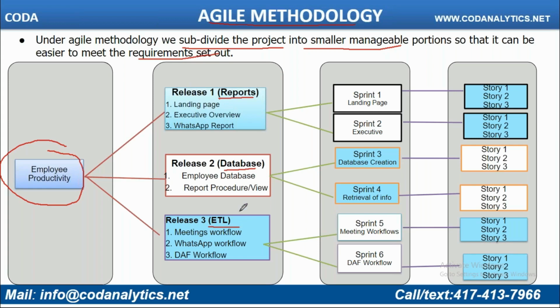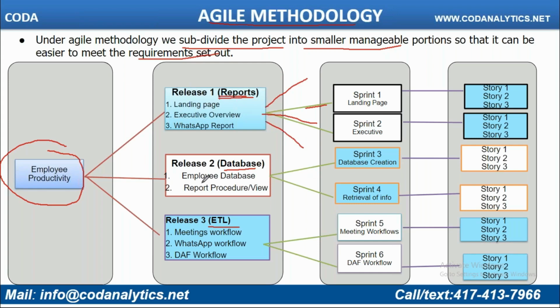Once we break down into releases, we go ahead and break the releases down into sprints. So release 1, which is reports, we break down into the landing page and the executive work report. We also break it down into meeting reports, WhatsApp reports, and different reports, because release 1 is reporting. So we subdivide it into various sprints.